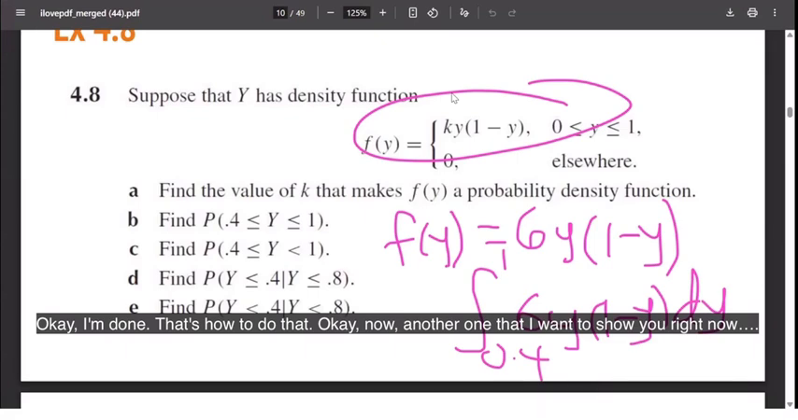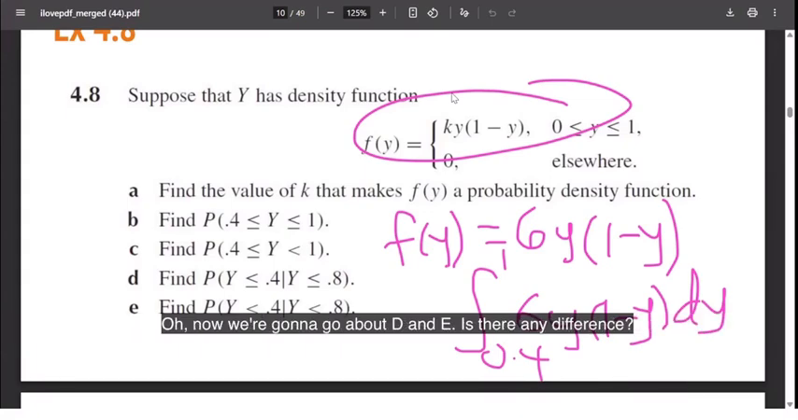Okay, now another one that I want to show you right now. If you take a look at D and E, is there any difference? Can somebody tell me, is there any difference in how we're going to go about D and E? No? Thank you so much.